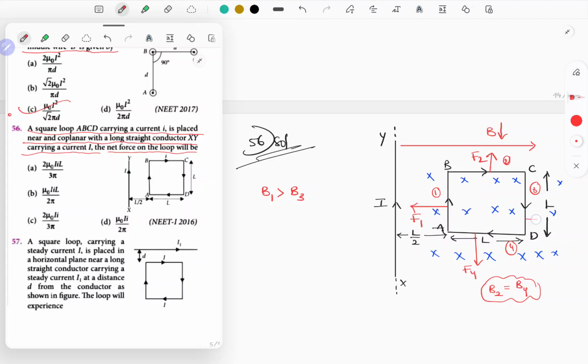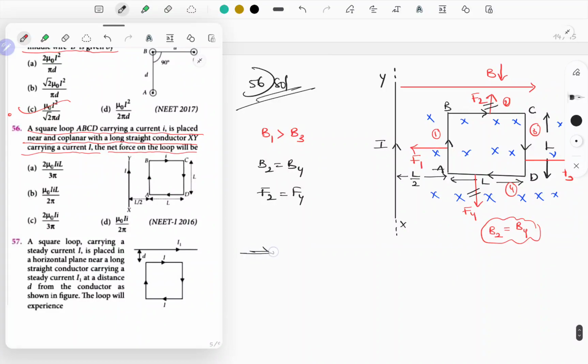Force acting on the third conductor is towards the right. This is F3. As I said, B2 is equal to B4, then F2 is also equal to F4, right? So these two will get cancelled out. No need to bother about them. The only thing we have to find out is F1 and F3. As B1 is greater than B3, F1 is greater than F3. So we have to find F net. We have to subtract F3 from F1.